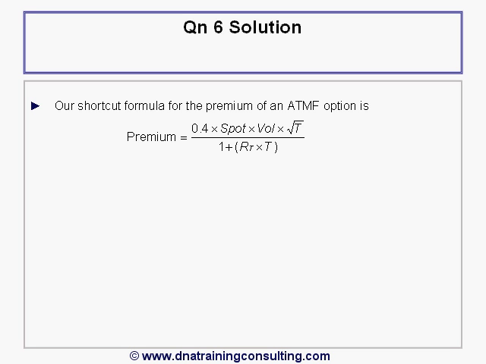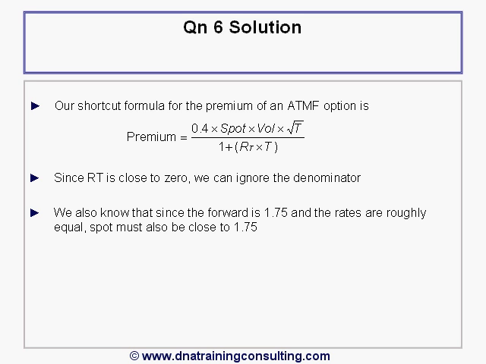Our shortcut formula for the premium of an at-the-money forward option is premium is 0.4 times spot times vol times the square root of time divided by 1 plus the term interest rate multiplied by time. Since the term interest rate is close to 0, we can ignore the denominator. We also know that since the forward is 175 and the rates are roughly equal, the spot must also be close to 175.